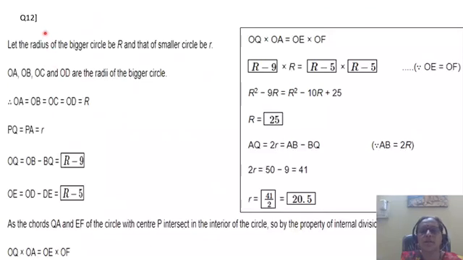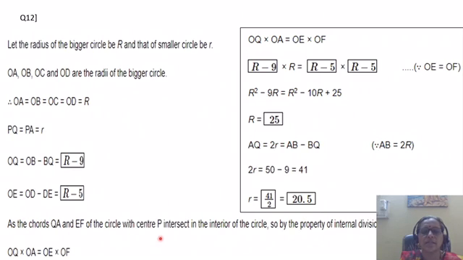Your question number 12 in activity form. Let us solve this. Radii of the bigger circle you have, then radius of the smaller circle, PQ is equal to PA is equal to r. Find out OQ, capital R minus 9, OE, capital R minus 5.